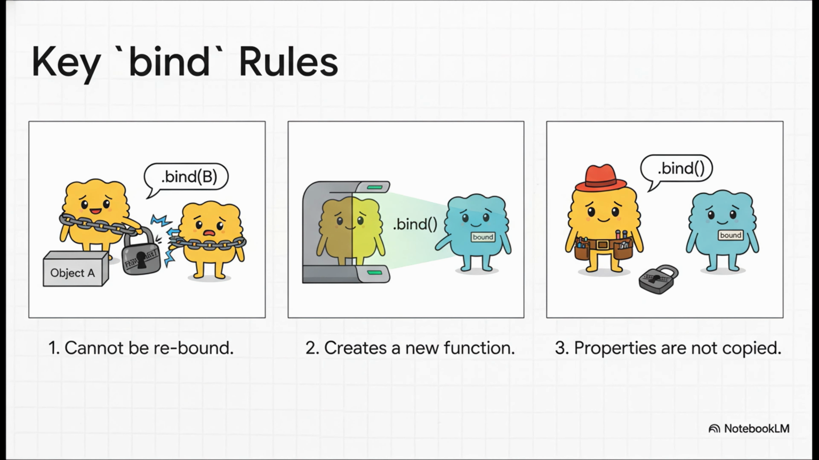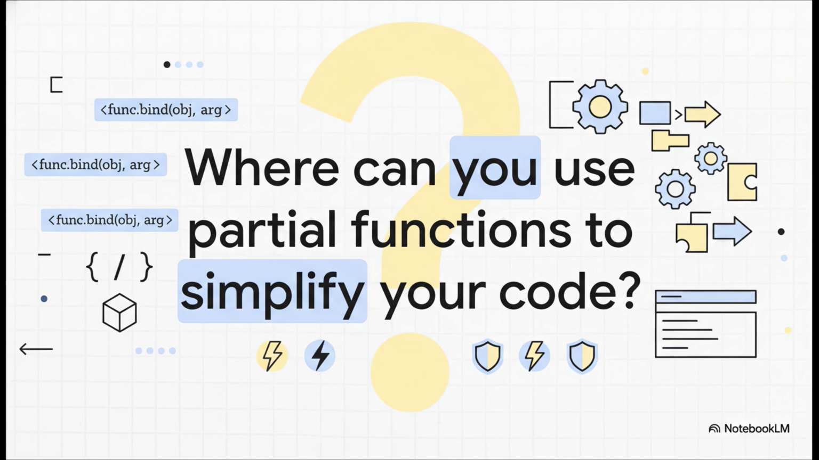Second, .bind always creates a brand new function object. And third, because it's a new object, any custom properties you might have had on the original function, yeah, those don't get copied over. So there you have it.